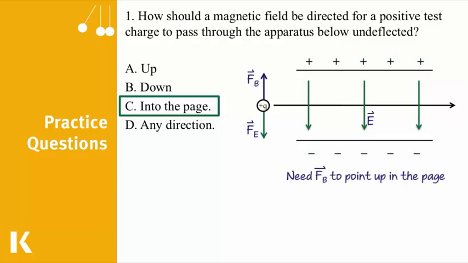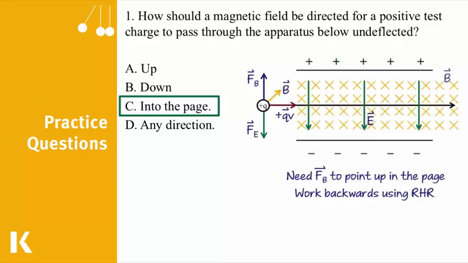To determine which way we need the magnetic field then, we would use the right-hand rule, going backwards from knowing the force and the motion of charge to determine that magnetic field. With the positive charge moving to the right as our thumb, and our palm facing upward to represent that force, our fingers point into the screen representing the magnetic field. So we would need an into the page magnetic field for this charge to go through undeflected.